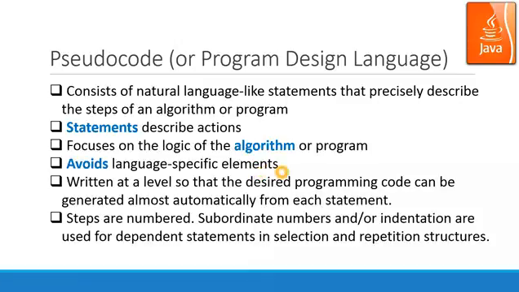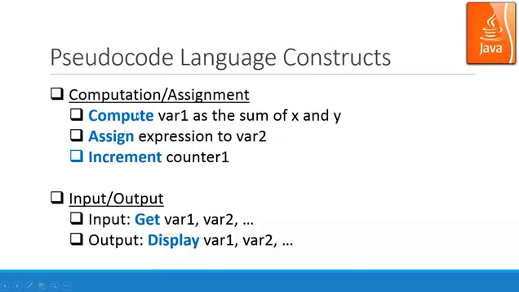Because at this stage, for a real big team, probably the language has not been finalized yet. So write it so that the program can be generated almost automatically. That means you should describe it in certain detail so the code generation can be quick. And the steps need to be numbered to make it clear. And then here is one example of the pseudo language constructs. You basically need to have computing and assignment similar to Java.